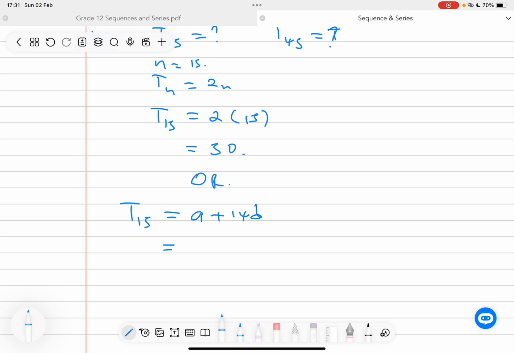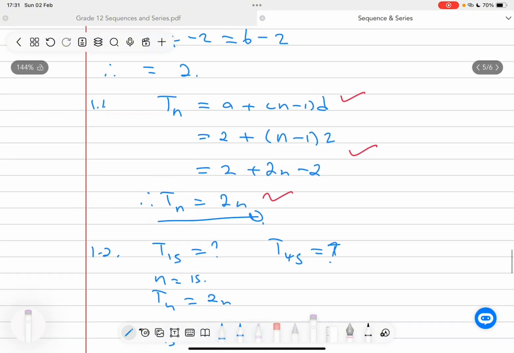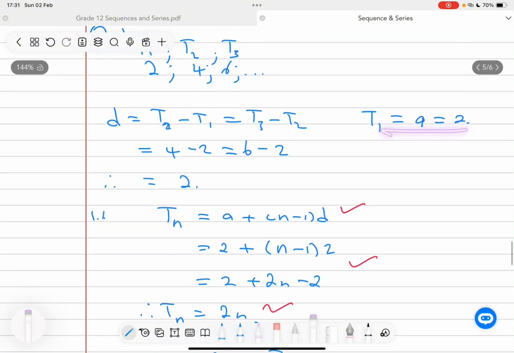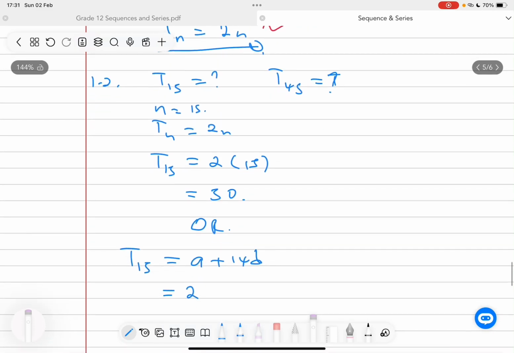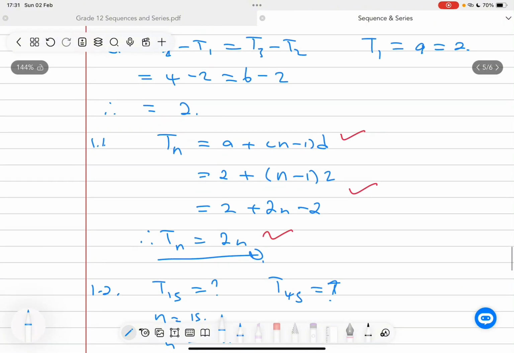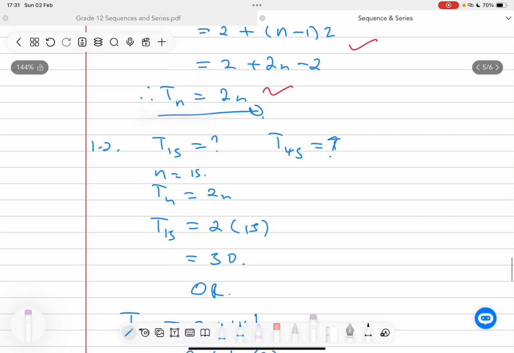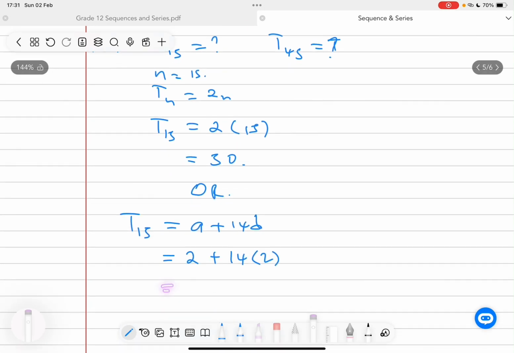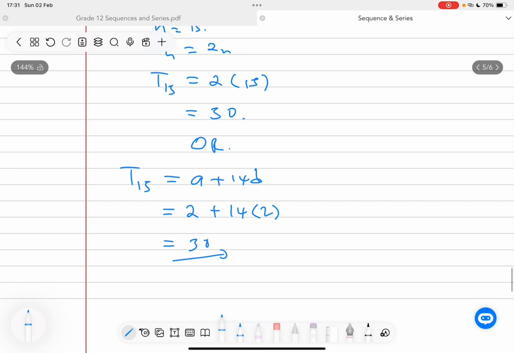Now at this stage I know that the 2 is the a here, because remember a is the first term and is defined by the 2. So now I'm going to have plus the 14, and we said the common difference also is a 2, right? We define that here as a 2, and this would simplify to 28 plus 2, it should give me a 30. And these two methods will give you the same answer.